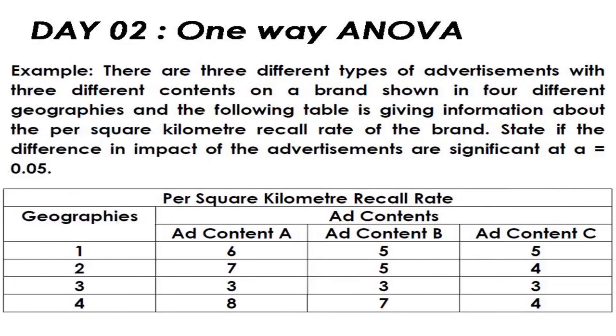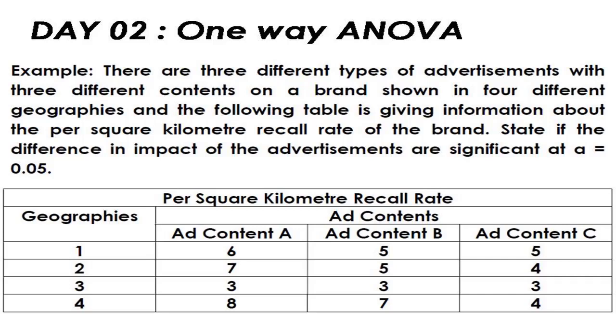So friends, today we have taken an example to understand how one-way ANOVA is computed, and this example is like this. There are three different types of advertisements with three different contents on a brand shown in four different geographies, and the following table is giving information about the per square kilometer recall rate of the brand. State if the difference in impact of the advertisements is significant at alpha equal to 0.05.